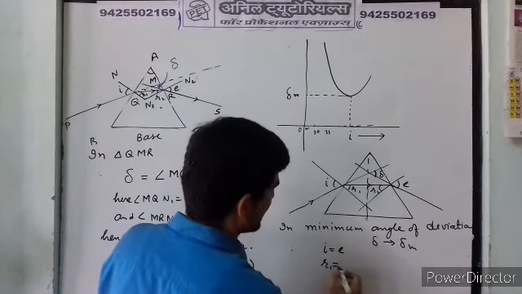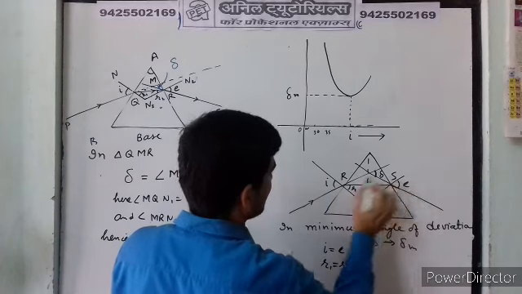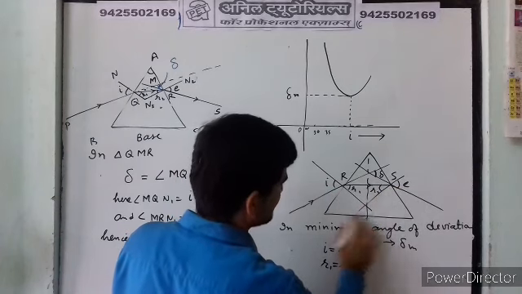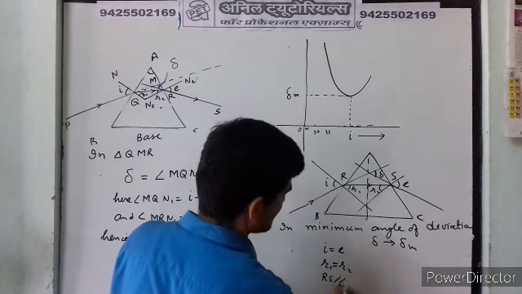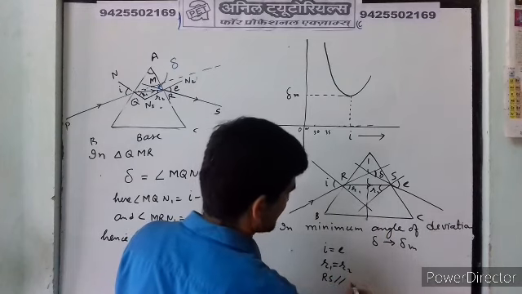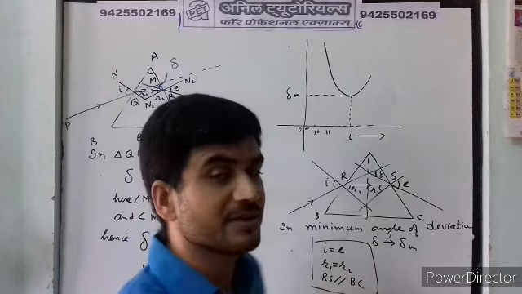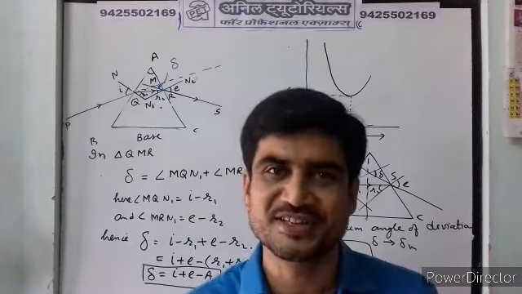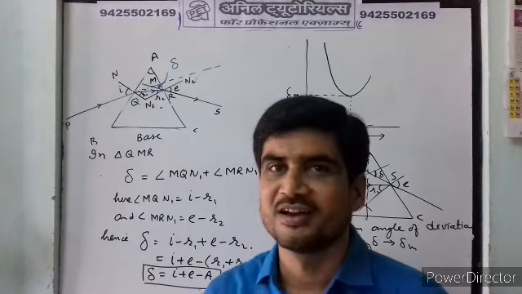Also r1 equal to r2, and this ray RS is parallel to the base. RS is parallel to this base. So this will happen when the minimum angle of deviation occurs. Is it clear?